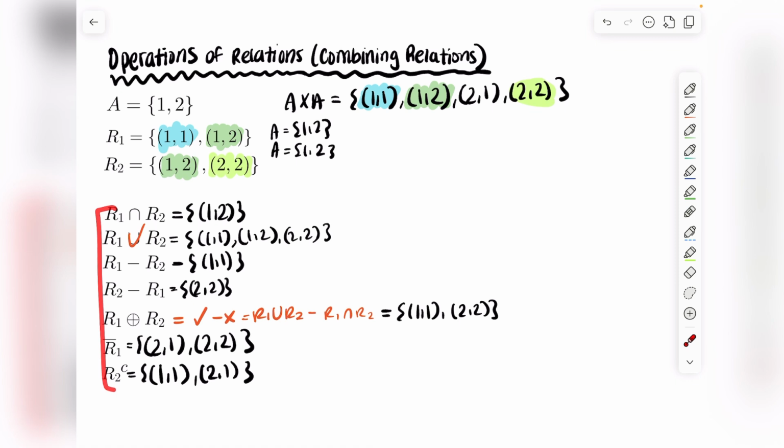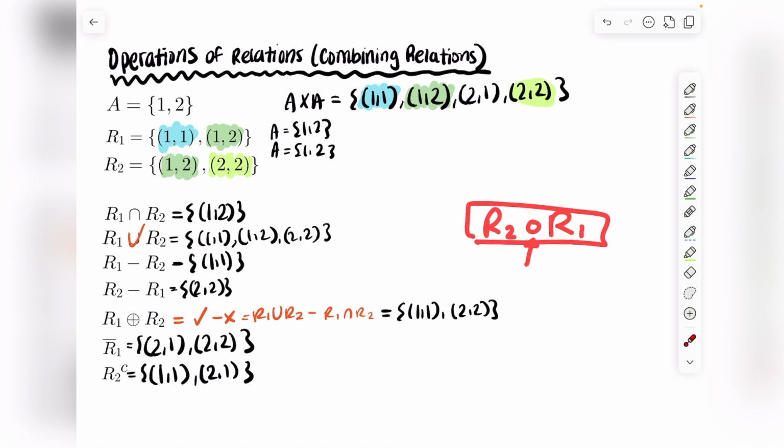And that's it for the basic operations. There's one more operation we have to worry about, and that's the composition of two relations. So when you see the symbol, it's a composition, and that we'll talk about in the next video.